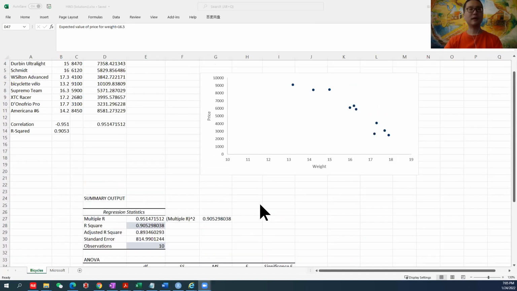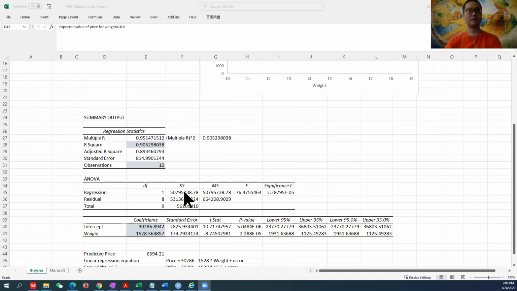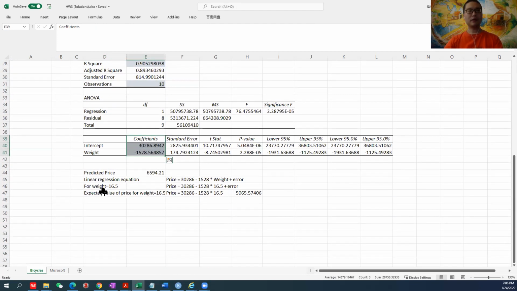So in the past week, we have learned a simple linear regression model using one variable to predict another. In problem 1, we are predicting the price of a bike using its weight. If you did the homework, then you know that this is the summary output of a linear regression model. We have regression statistics, ANOVA, and some coefficients. For part C in problem 1, how to report a linear regression equation? A temporary solution is like this.